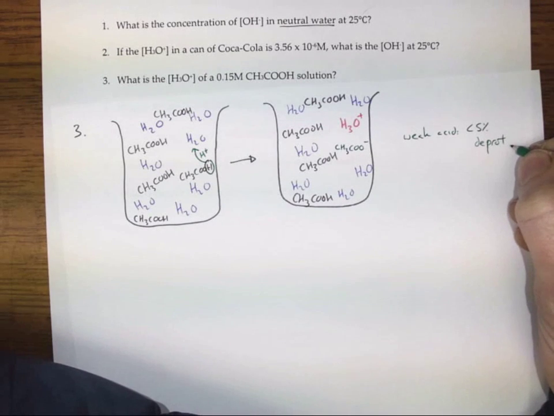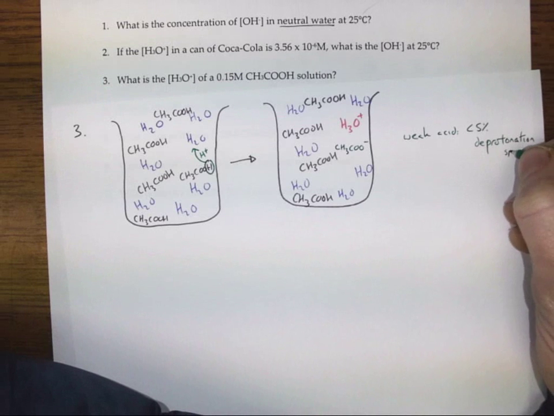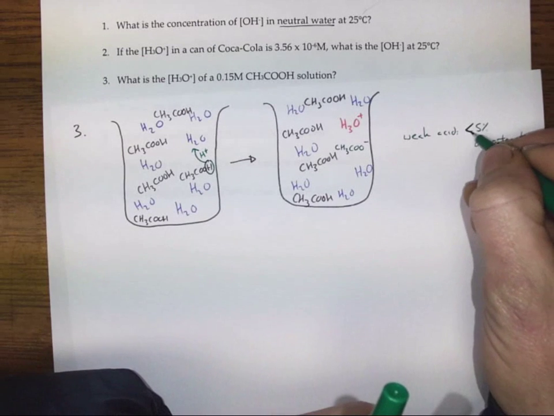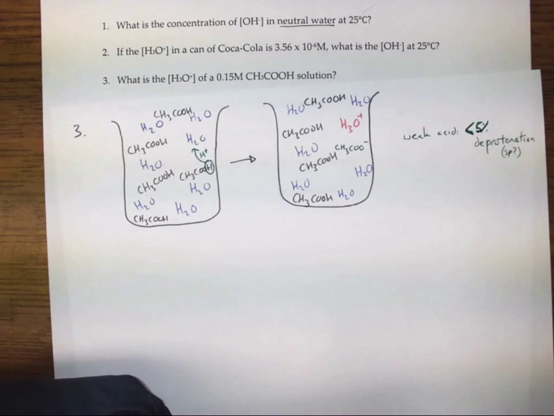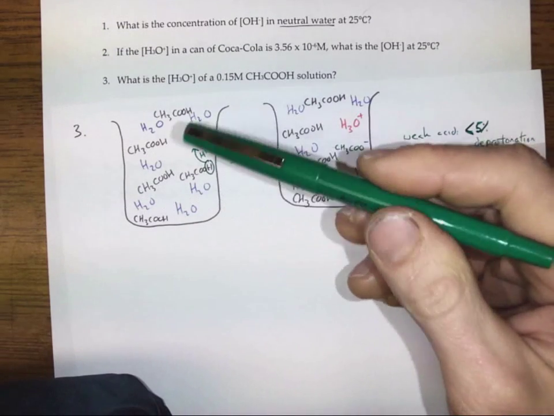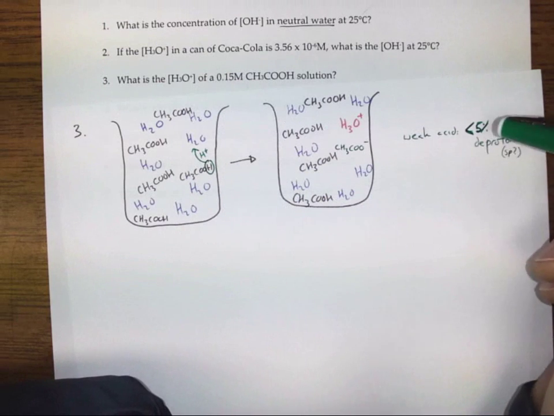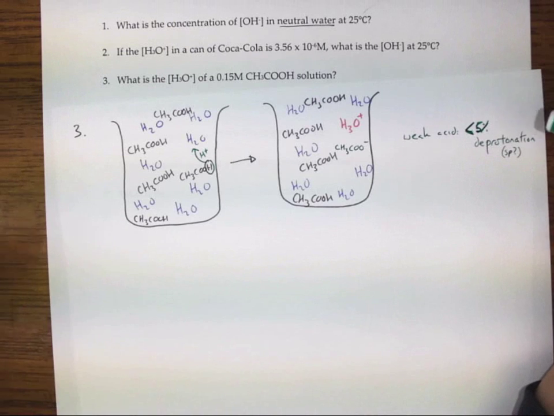How do I spell deprotonation? Let me make a little note. I actually forget how to spell deprotonation. Apologize. And that's a less than symbol. So less than 5% will deprotonate. So maybe if you have 100, less than 5 of them would react. And so if you have 20, maybe 1 or even none would deprotonate, or lose a proton, donate a proton.